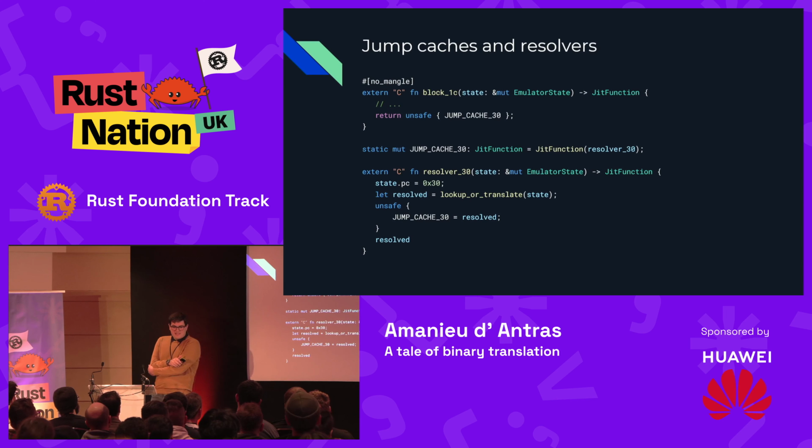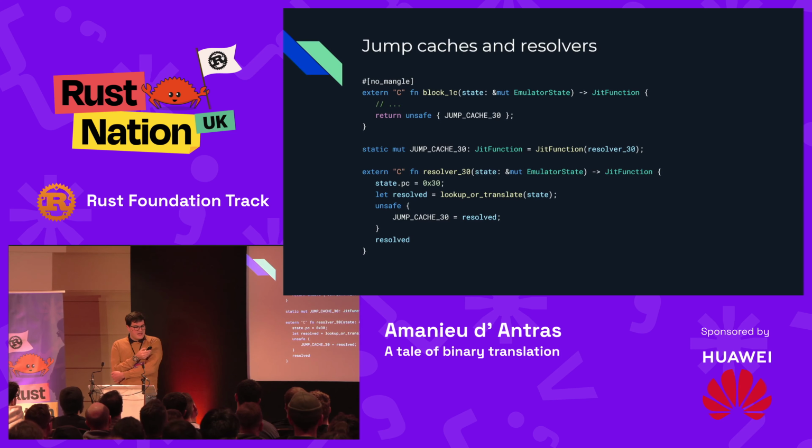And this is what the generated code looks like. At the top, you have the actual generated code, which ends with a jump to constant address 30. We have the jump cache, which is just a static variable. And initially, this jump cache points to a resolver function.